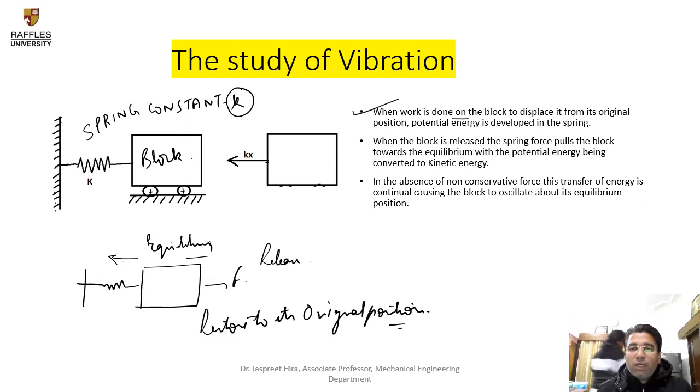So when work is done on the block to displace it from its original position, potential energy is developed in the spring. Second point, when the block is released, the spring pulls the block towards the equilibrium, with the potential energy being converted to kinetic energy.